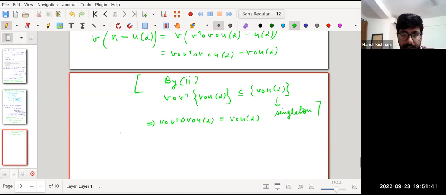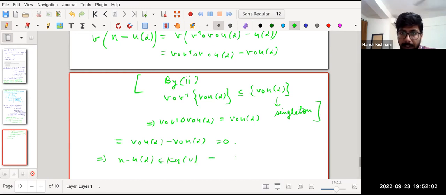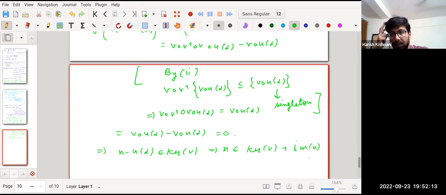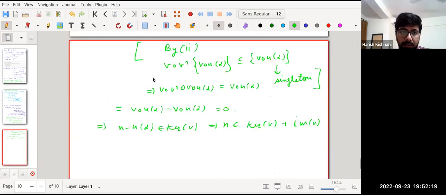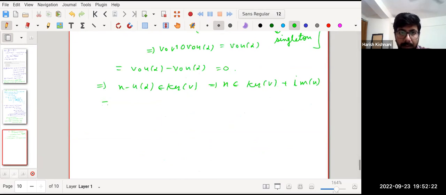So that will make this V of U alpha minus V of U alpha, the above long term, and that will cancel out and give you 0. That will imply that n minus U of alpha is inside kernel of V, and that means your n is inside kernel of V plus image of U. Your n was an arbitrary element of that set, hence the equality holds. This implies B is correct.